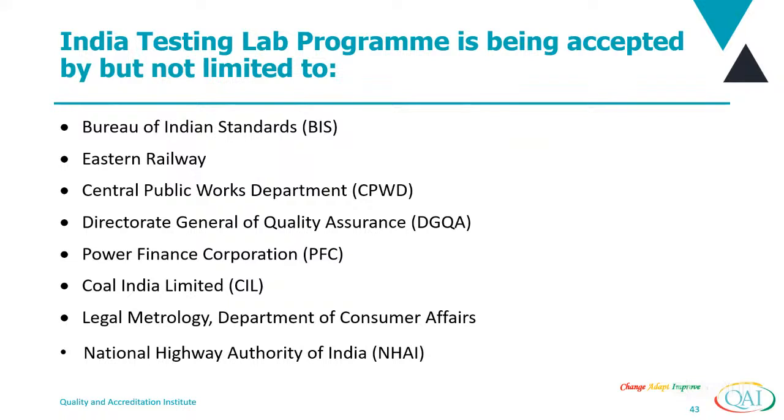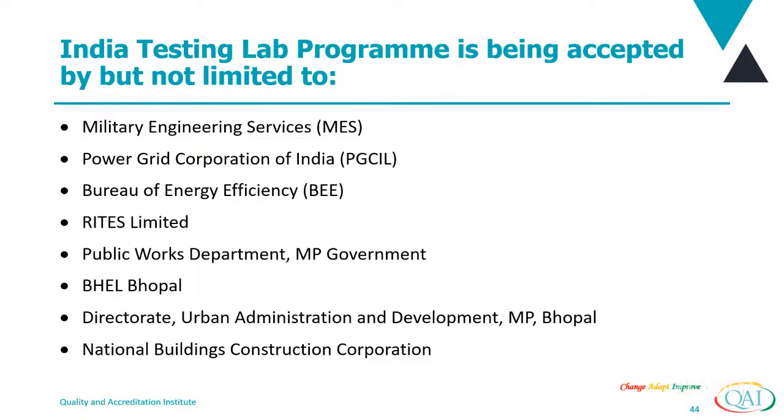The recognition include BIS, that is Bureau of Indian Standards, Eastern Railways, Central Public Work Department, that is CPWD, Directorate General of Quality Assurance, that is DGQA, Power Finance Corporation, PFC, Coal India Limited, that is CIL, Legal Metrology Department of Consumer Affairs, National Highway Authority of India, that is NHAI.